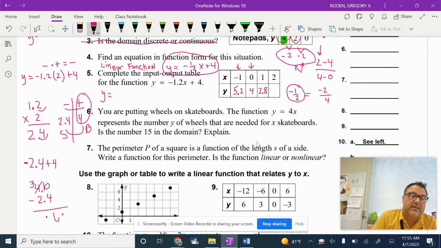10 minus 4 is 6, and 3 minus 2 is 1. So I'm coming up with positive 1.6 for this box right here.